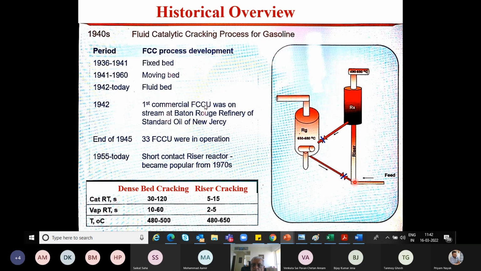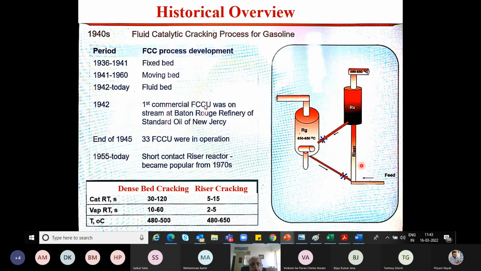The feed comes in, and the feed mixes with the catalyst, and then it rises up the hollow pipe called the riser, where the catalyst separates out and the gases go out into the column next. The catalyst, after it gets stripped of the hydrocarbons, goes into the regenerator, where you blow air to burn the carbon, and then the hot catalyst goes back into the riser to continue its journey. So this is the configuration of a typical FCC unit of today.